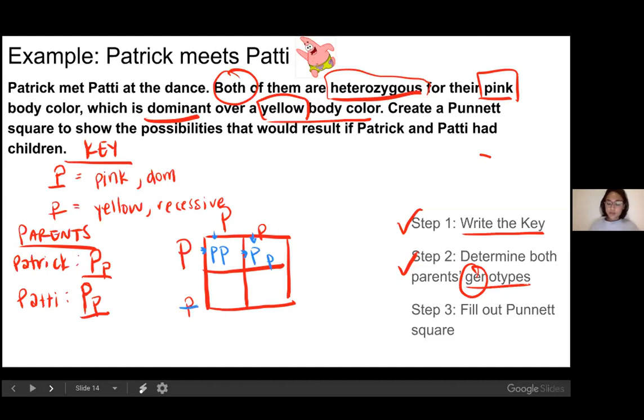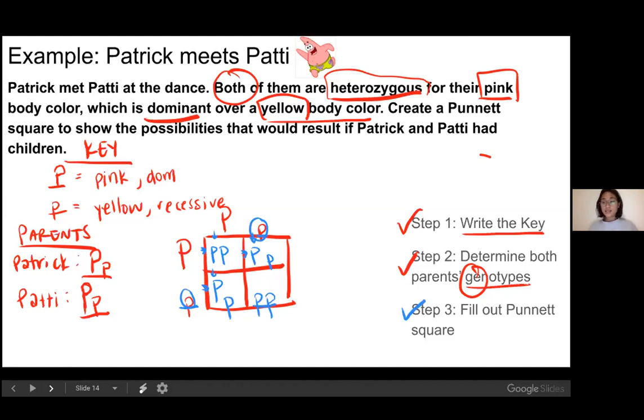And I'm going to remember that this is a little p. And then I'm going to go to this next box, take it down from the top, so big P from the top. And then from the side, I'm going to get a little p. And finally, my last box, I'm going to take the little p from the top and the little p from the side. And it turns out that this box has 2 little p's. And that's it. I've filled out my Punnett square.